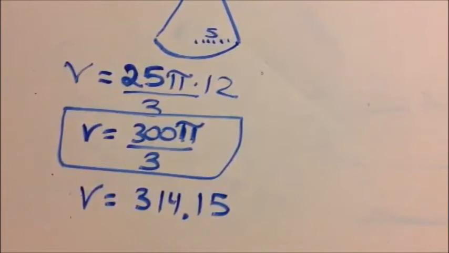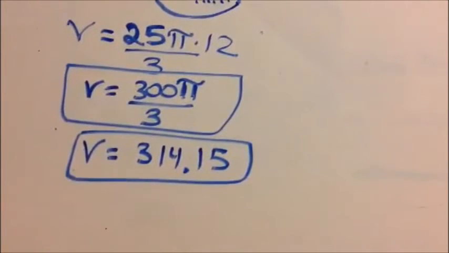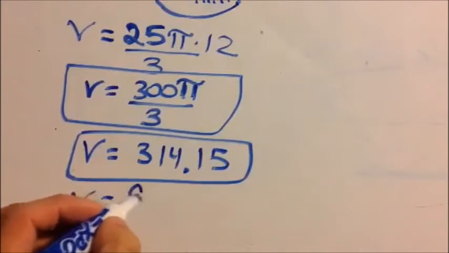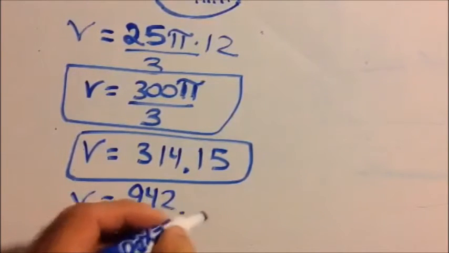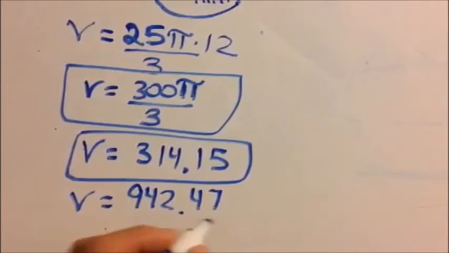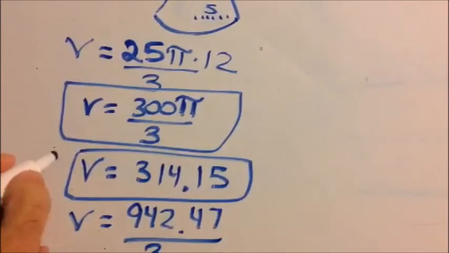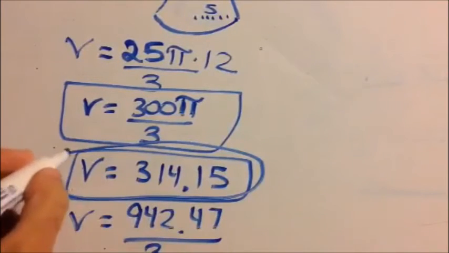That'll be our answer for the volume. So how did we get that answer? We did 300 times pi, so the volume is going to be about 942.47, and that 7 keeps continuing, divided by 3. And if we divide that by 3, we would get this answer. That would be our volume.